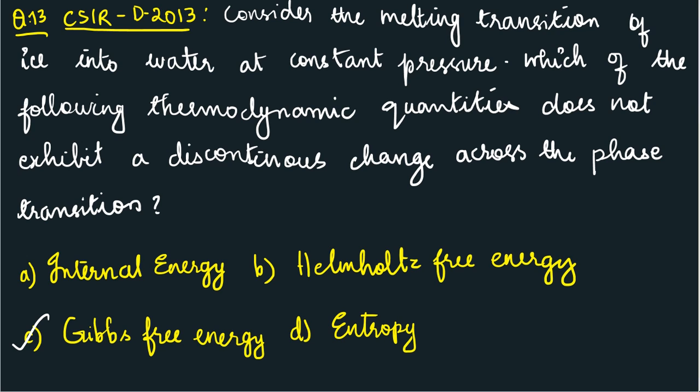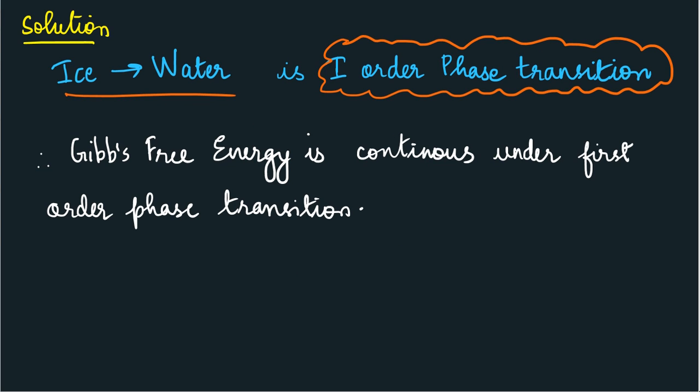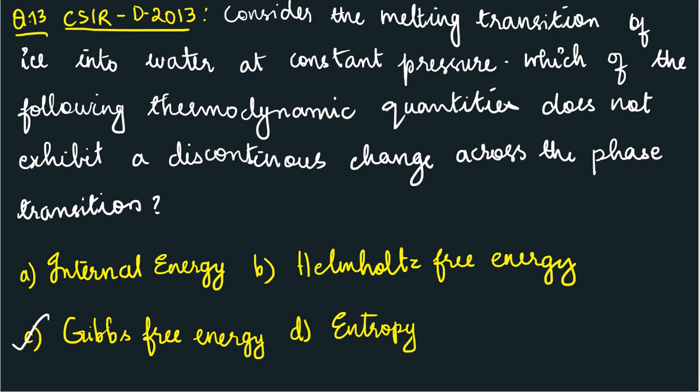This is very simple. I don't have to explain this, but I'll just tell you. Ice to water is a first order phase transition. You'll have to remember this, ice to water, and I have also given examples for first order phase transition and second order phase transition, and also the quantities that are continuous and that are discontinuous. So in a first order transition, Gibbs free energy will be continuous. Therefore, this will be the answer.